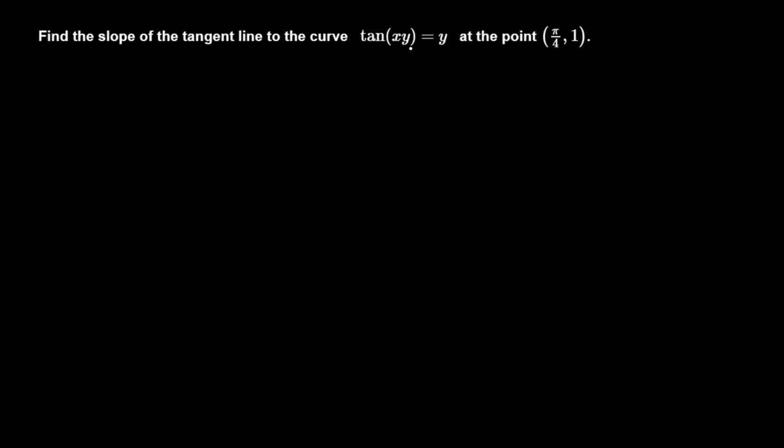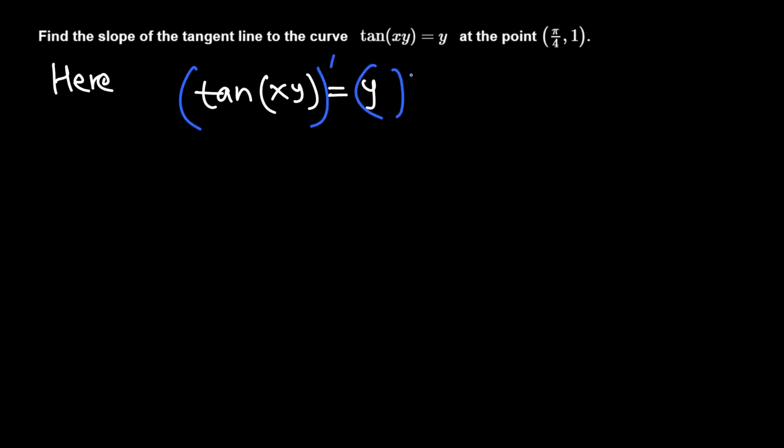Since x and y are together and we cannot isolate y, we need to use implicit differentiation. So here the curve is tangent of xy equals y, that's the curve. Differentiate both sides with respect to x. I'm using prime notation. Find the derivatives of both sides with respect to x.